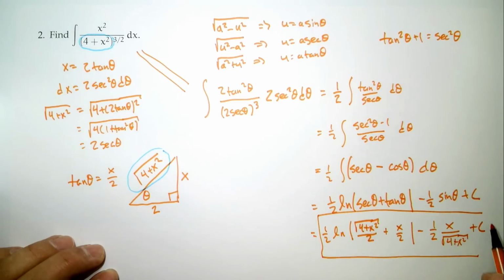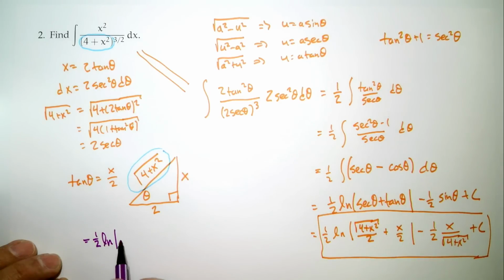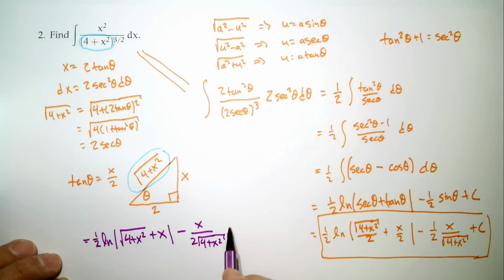That's a great answer. Now, I will say, you might go and plug it into a calculator or maybe one of those online computation tools. And if you do, it's possible that the answer will look like the following. 1/2 log of the square root of 4 plus x squared plus x, minus x over 2 times the square root of 4 plus x squared, plus c. Now, I don't know if you will, but it is possible that you will see that.